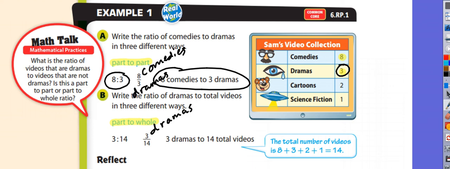Well, it's the total videos. The total number of videos is 8 plus 3 plus 2 plus 1. That's 14. So it would be 3 out of 14. It makes more sense when you're using a fraction to do a part-to-whole ratio, where you put part of the collection over the total collection.